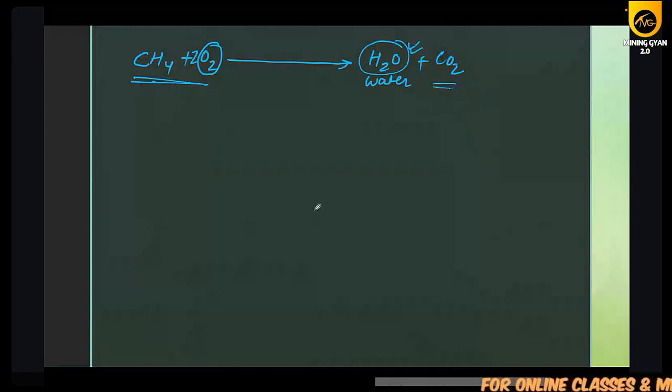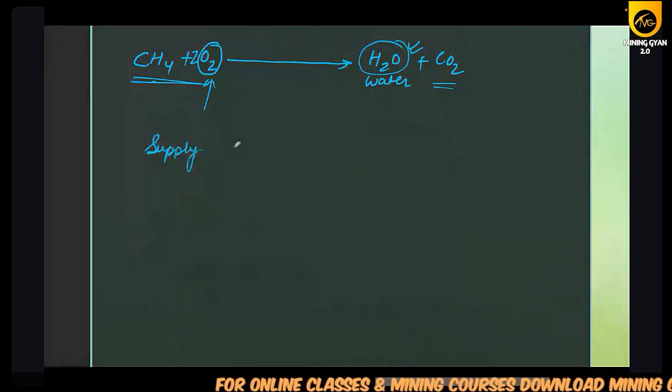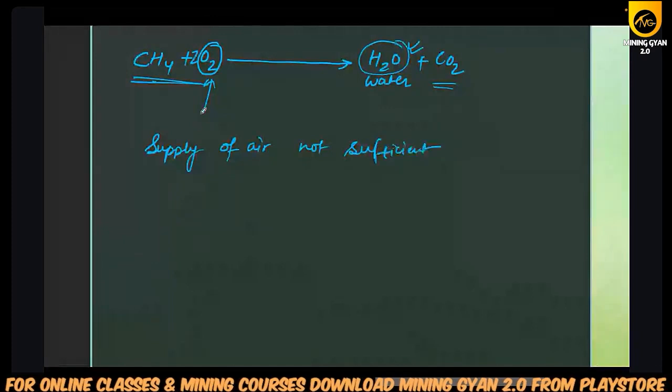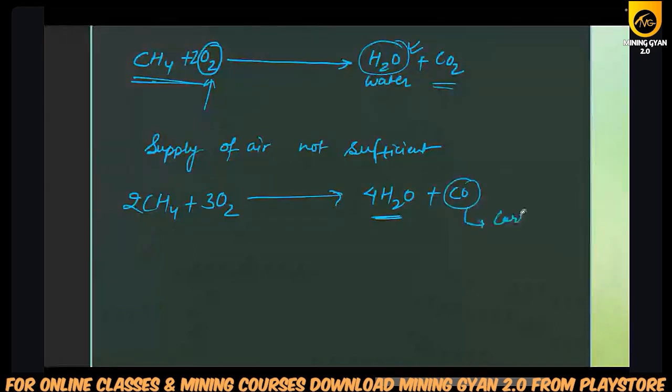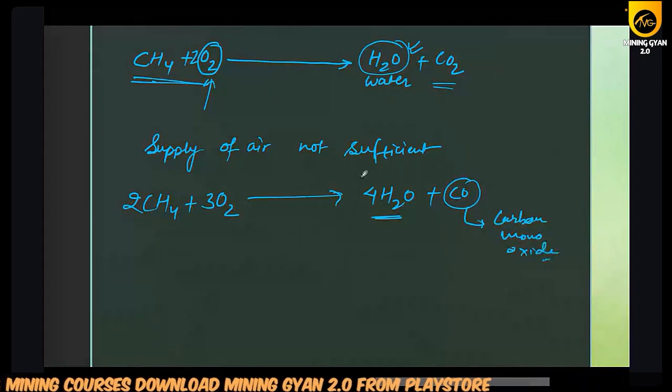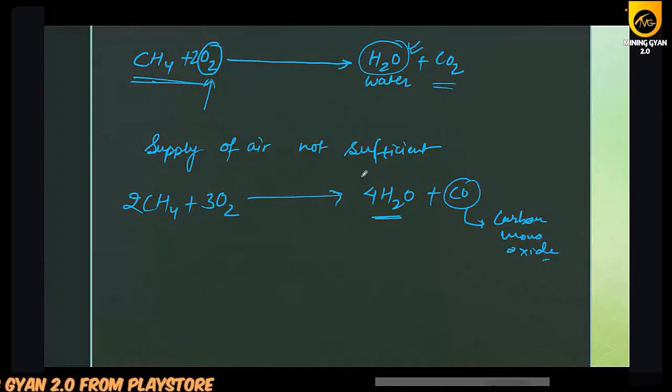If the supply of air is not sufficient, then it will produce water plus carbon monoxide. Okay, please remember these two facts: when you provide oxygen or air in abundance, it will produce carbon dioxide and water. If your air is not sufficient, then it will produce carbon monoxide and water.